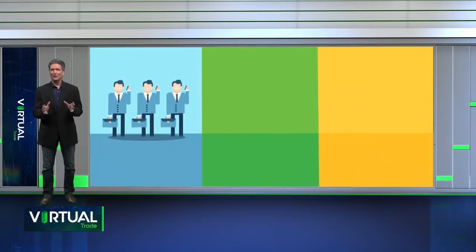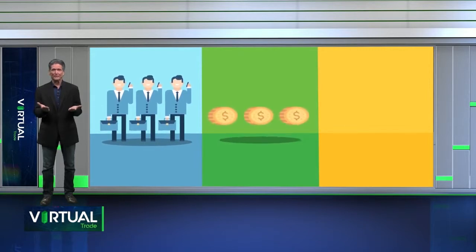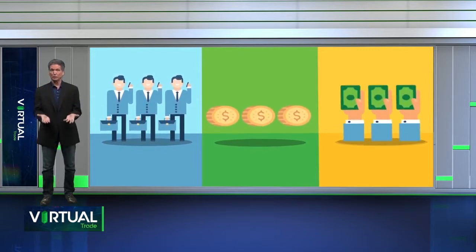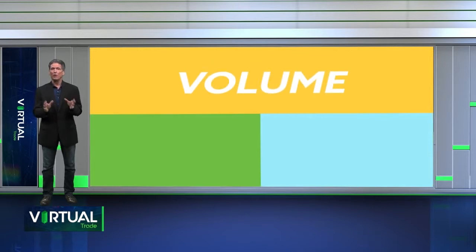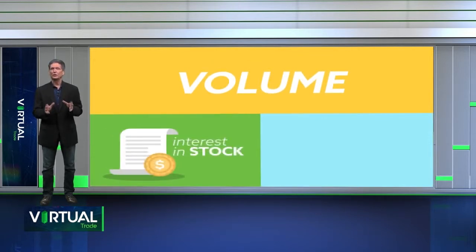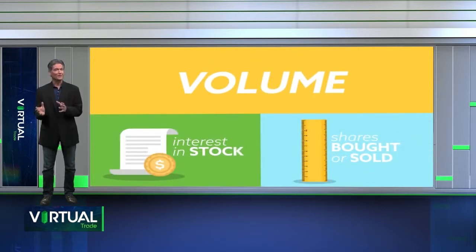If more stock buyers enter the market, they may raise their bids or pay the offer price and push the stock price higher. Now, this can work in either direction and is often referred to as order flow. Now, volume reflects the overall interest in a stock and measures the cumulative total of shares bought or sold. Now, let's take a closer look at how to view volume.